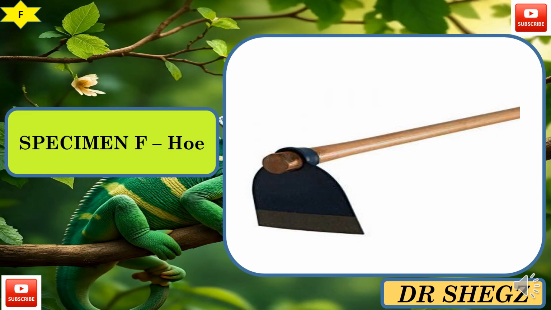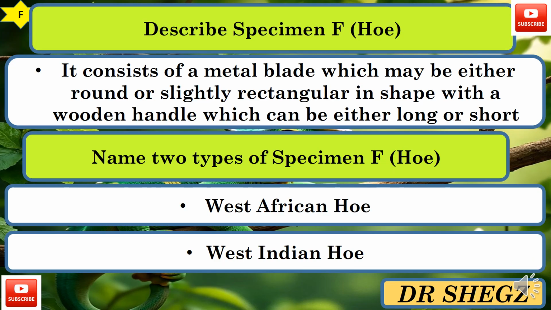F is hoe. Specimen F is hoe. And of course, description of the hoe, we know it consists of a metal blade, which may be either round or rectangular in shape, and a wooden handle, although there are some with metal handles too, which can be either long or short. 2 types of specimen F. We have the West African hoe and the West Indian hoe.